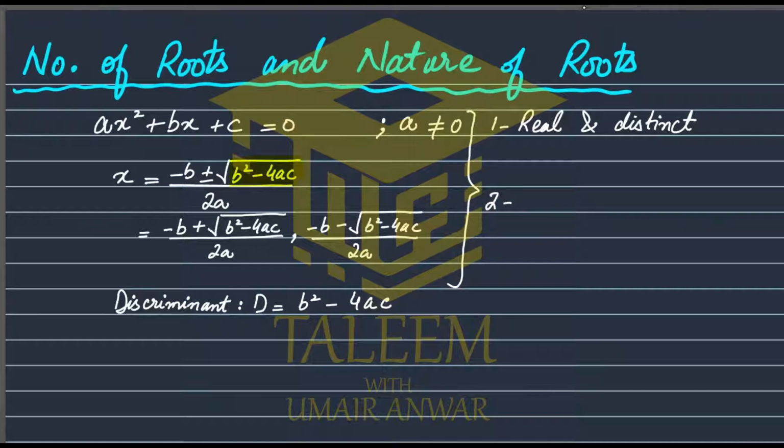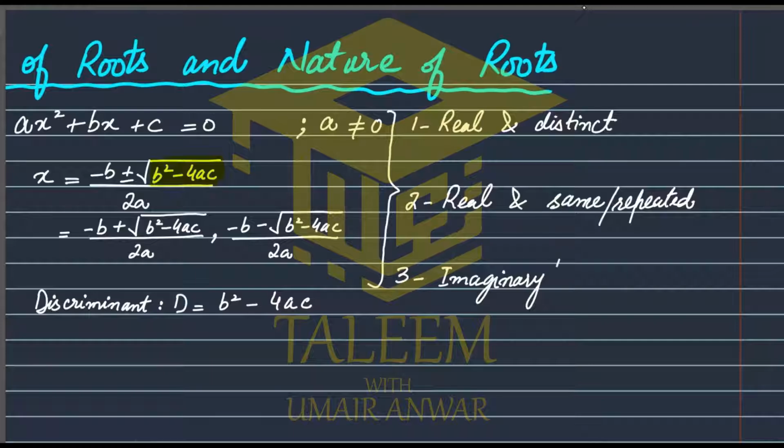Secondly, we could get real numbers as our roots, but they could be repeated or the same. We are getting two roots, both of them real numbers, but they are the same, so they are called repeated roots. And then there is a possibility that we get complex roots, or I would say imaginary numbers, opposite to the real numbers. So we can get imaginary numbers or complex roots from this equation.